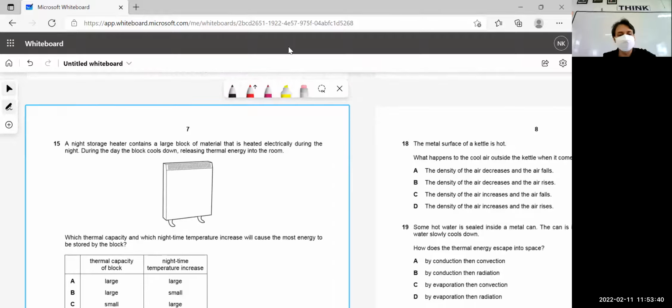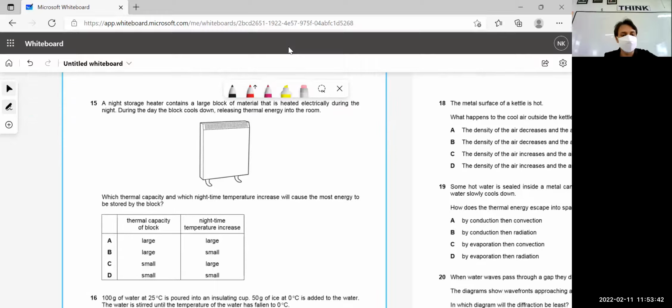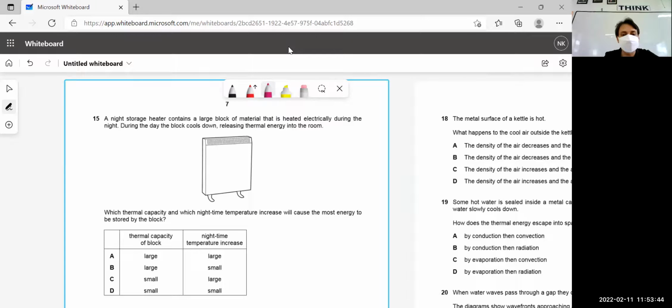Question number 15. Here you can see a night storage heater contains a large block of material that is heated electrically during the night. During the day, the block cools down, releasing thermal energy into the room during the daytime. Which thermal capacity and which nighttime temperature increase will cause the most energy to be stored by the block?